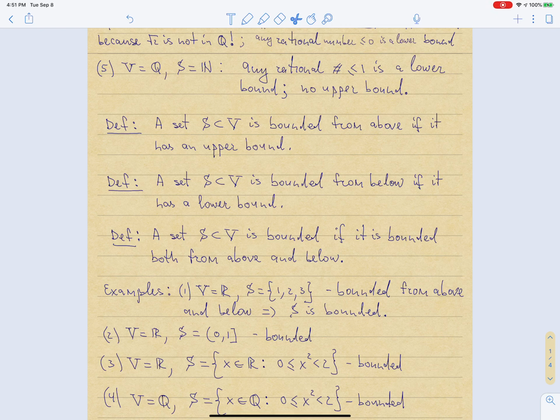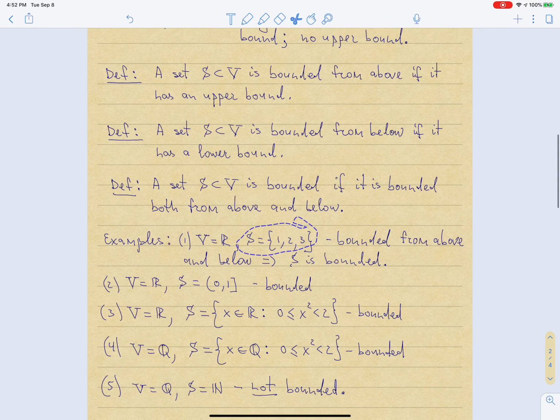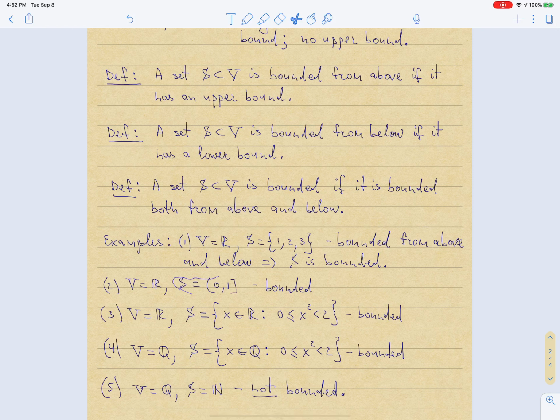So if we look back at the example sets we just considered, take the space V equal to R, all real numbers, and consider the set 1, 2, 3 that belongs to that space. Then clearly there's an upper bound 3, lower bound 1, as we discussed, so the set is bounded from above, bounded from below, so then it is bounded. Second example, if I take still V equal to R, and S is between 0 and 1. Again, we had an upper bound, which is any number greater or equal to 1. Lower bound, any number less or equal to 0. So bounded from above and below, that means bounded.